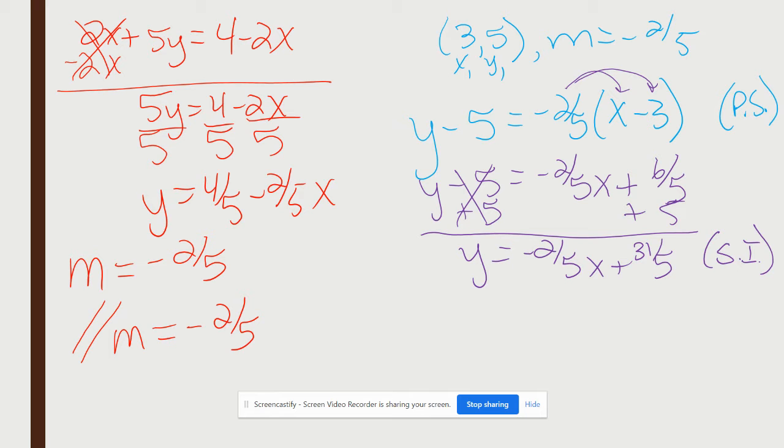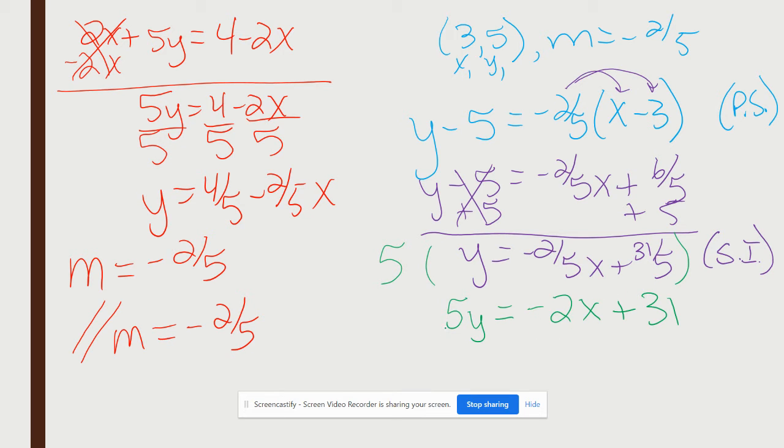Then it's asking us for standard form. Standard form, because we don't have fractions in standard form, and my denominators here are 5, means I'm going to multiply this whole entire thing by 5. So 5 times y is 5y. 5 times negative 2/5 is negative 2x. And 5 times 31/5 is 31.